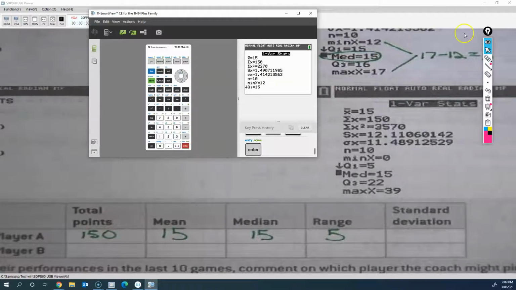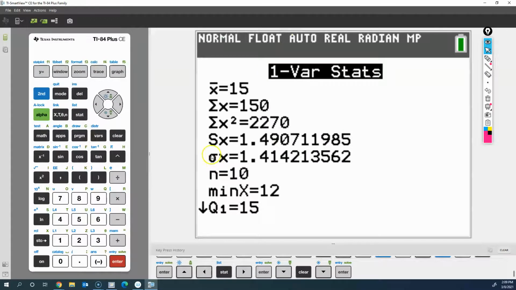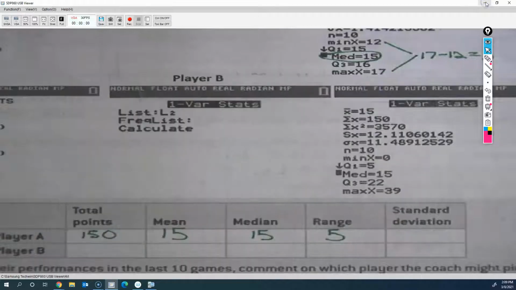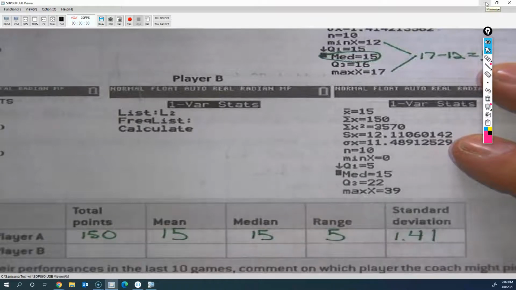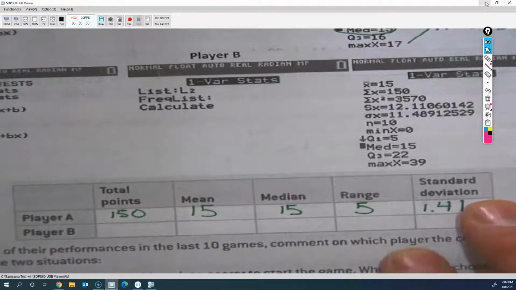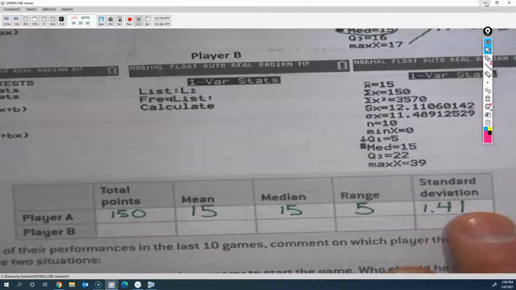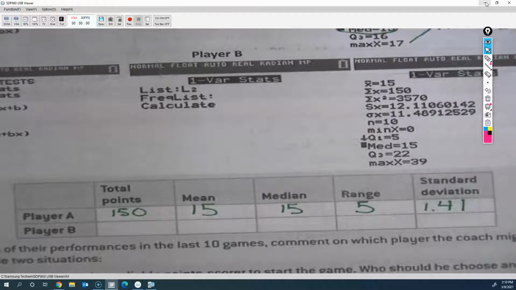Okay, now the standard deviation is sigma. So there's our sigma symbol. It's 1.41. That's your standard deviation. Okay, so what's this tell you about this player?